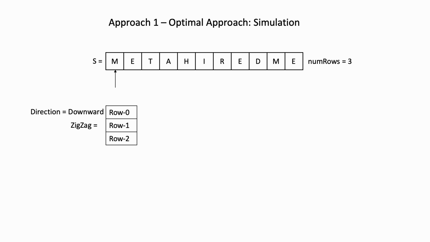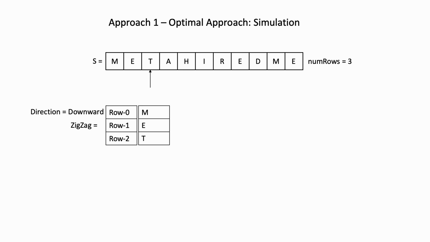Let's visualize how the simulation approach will work on this test case. We will start by initializing zigzag to an empty 2D array of 3 rows. Then we will start iterating over the characters of input string s sequentially and append characters in the zigzag 2D array in the downward direction. We'll start the iteration by pointing the pointer at character M. Next, we will append it in the zigzag array in the downward direction by appending in row 0. Then we will append E to row 1. Next, we will append character T to row 2.